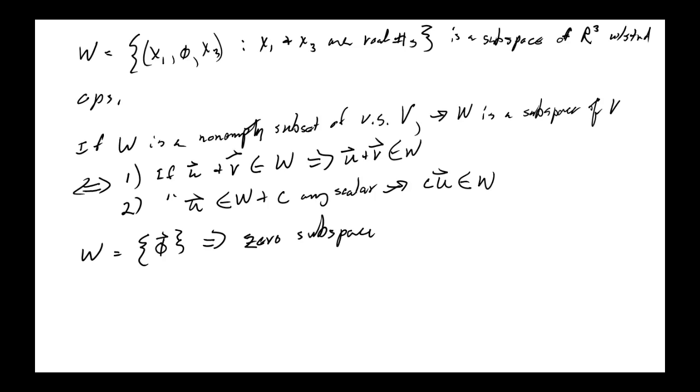Ordered triplets x1, 0, x3, where x1 and x3 are any real numbers. That's a subset of R3, because R3 is the set of all ordered triplets, everywhere. But this one, the Y component, is 0. So if that's X, this is Y, and this is Z, that's the XY plane. So this is a subset of all of space. The XY plane is a subset of all space.